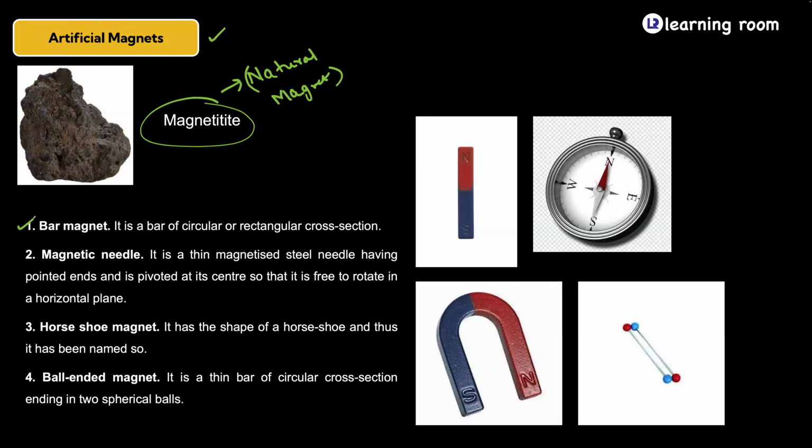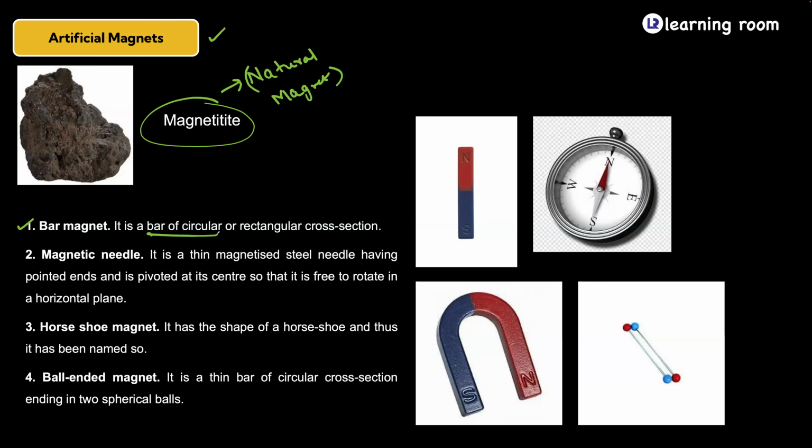Suppose I hold it like this, first thing you will not be able to understand which is north and south. So there needs to be some differentiation. If I give a color, this is red and this is blue. From there also you'll be able to tell that this is the North Pole, this is the South Pole. That is the reason why it is given like this, only for you to find out. That is a bar magnet. It is a bar of circular or rectangular cross section. Mostly it will be in a rectangular cross section.